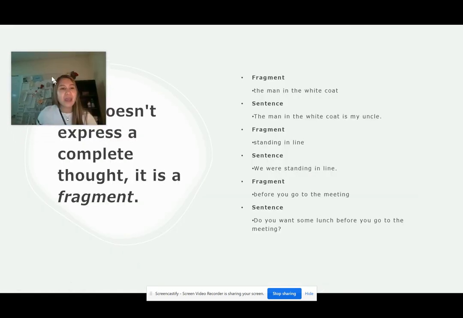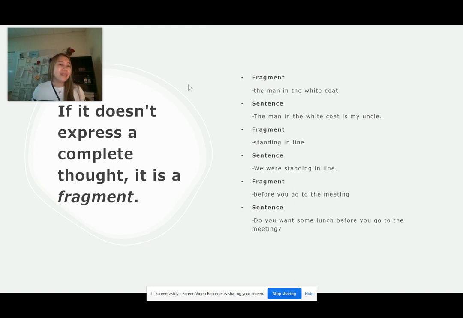Now, in some cases, it may look like a sentence because it's a composition of words. But if it doesn't express a complete thought, then it is called a fragment. If there's no meaning behind those group of words, then it's a fragment. Let's look at examples of fragments and sentences and let's compare them.